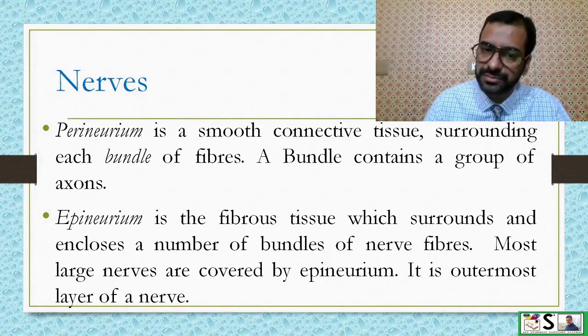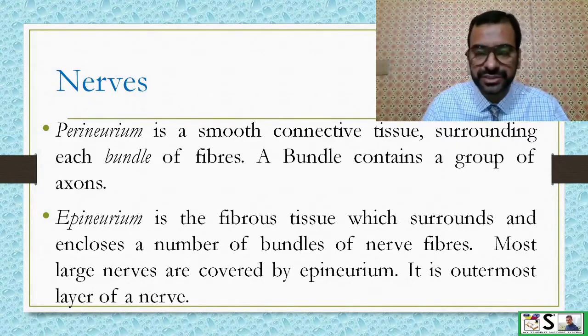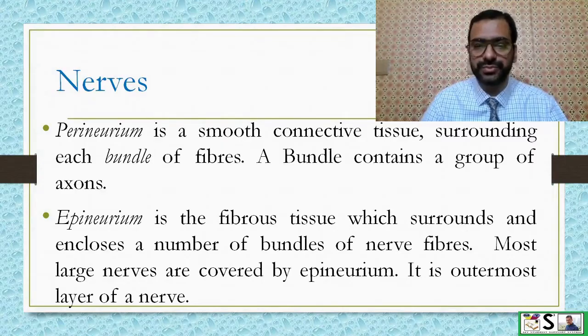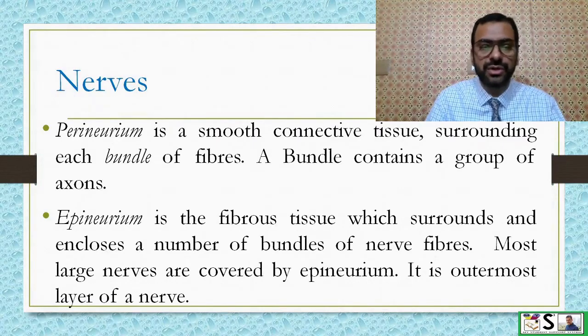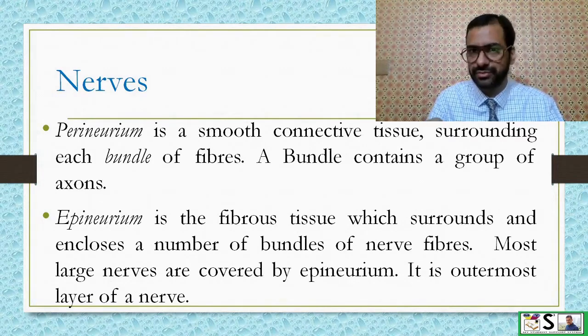And then epineurium, which covers the whole nerve. This is fibrous tissue which surrounds and encloses a number of bundles of nerve fibers. Most large nerves are covered by epineurium. It is the outermost layer of the nerve.